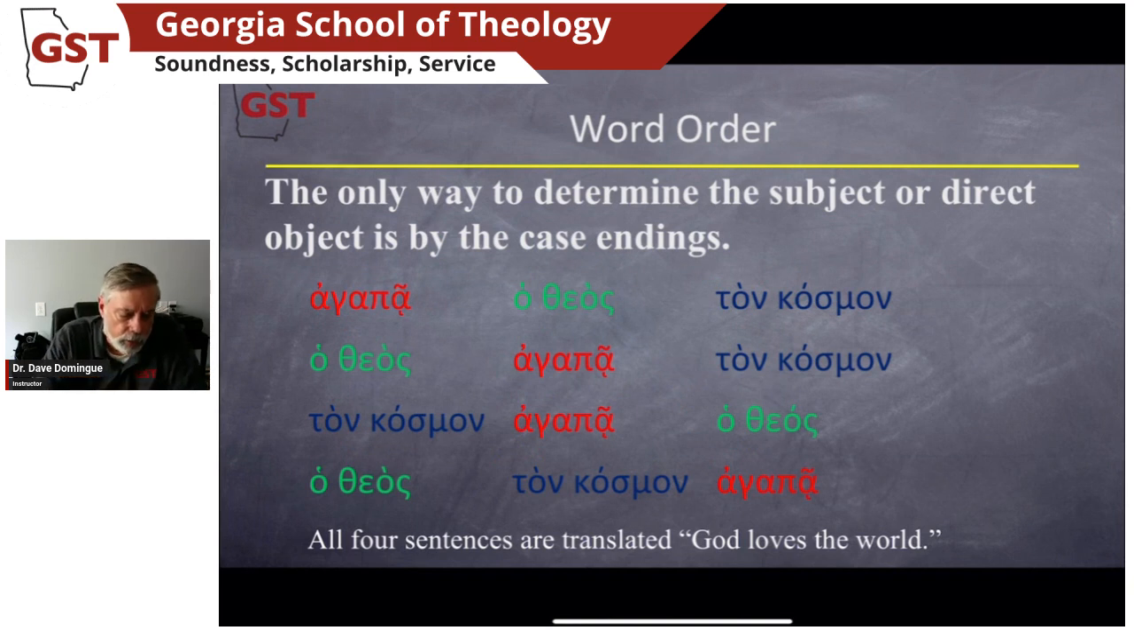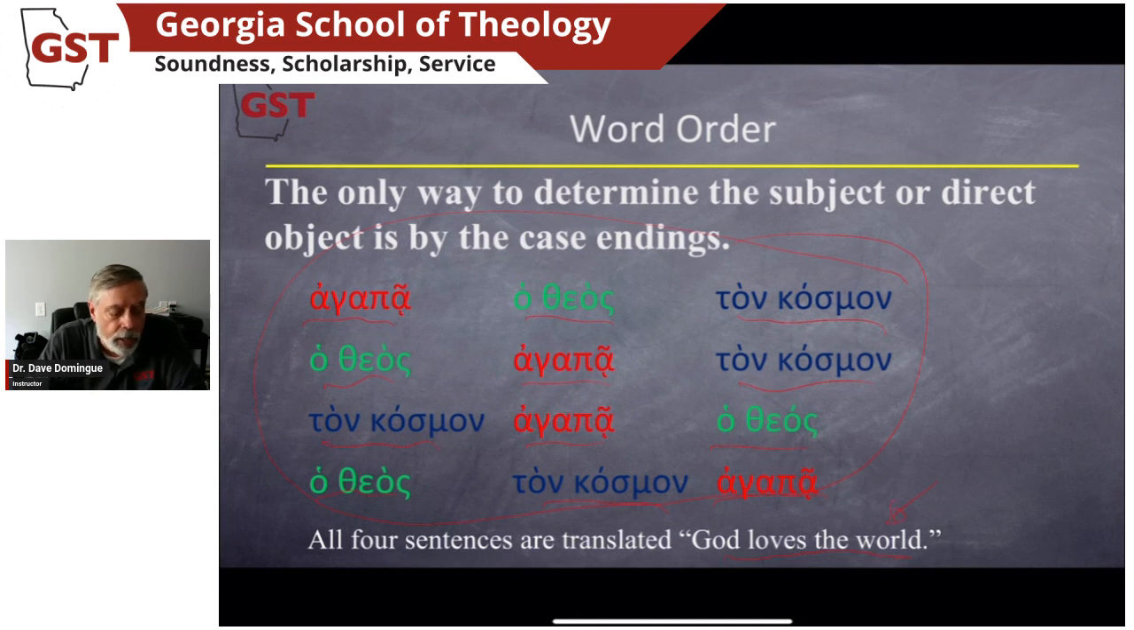Okay, so now the only way to determine the subject or direct object is by the case ending. So we could say agapa ho theos ton kosmon. Or we could say ho theos agapa ton kosmon. Or we could say ton kosmon agapa ho theos. Or we could say ho theos ton kosmon agapa. And they all mean the exact same thing. God loves the world. This order doesn't impact our English translation.